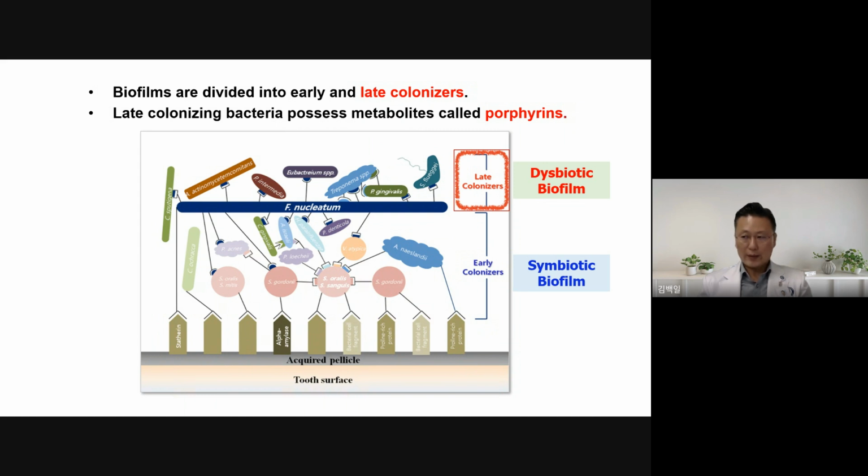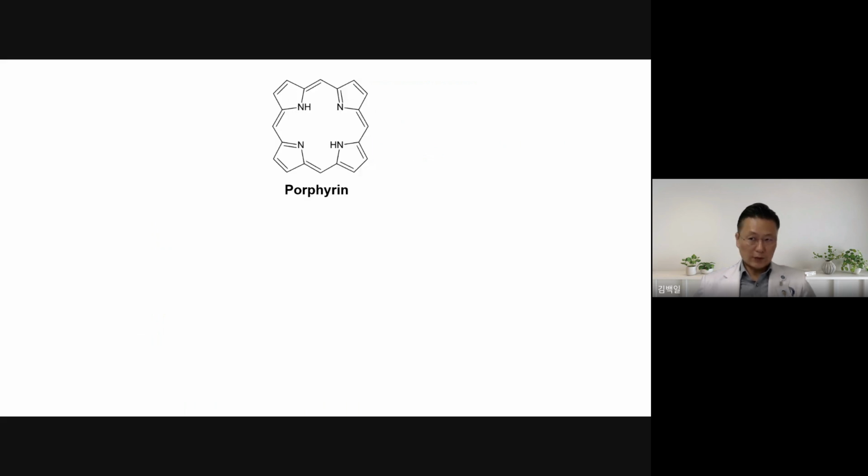So in other words, the dysbiotic biofilm. Usually it's the dysbiotic biofilm. They produce specialized bacterial metabolites such as porphyrin. This is a typical porphyrin structure. There are 4 pyrroline rings.